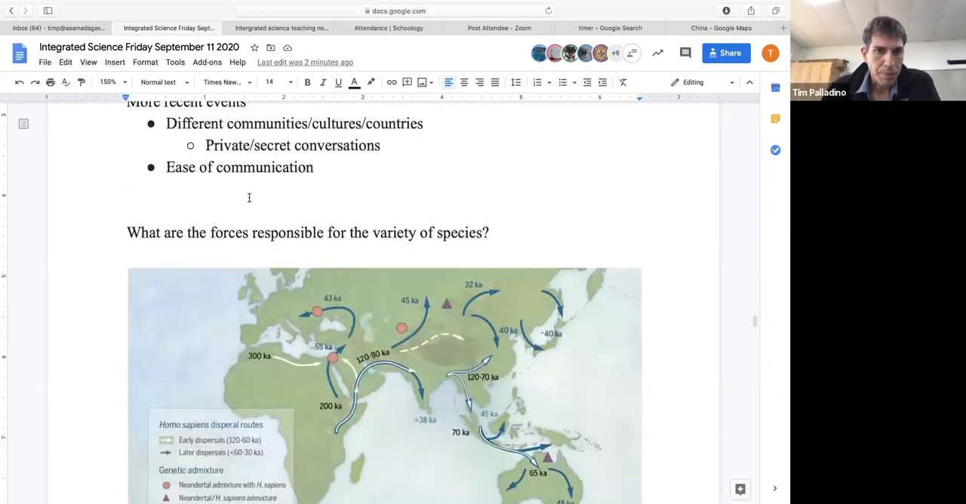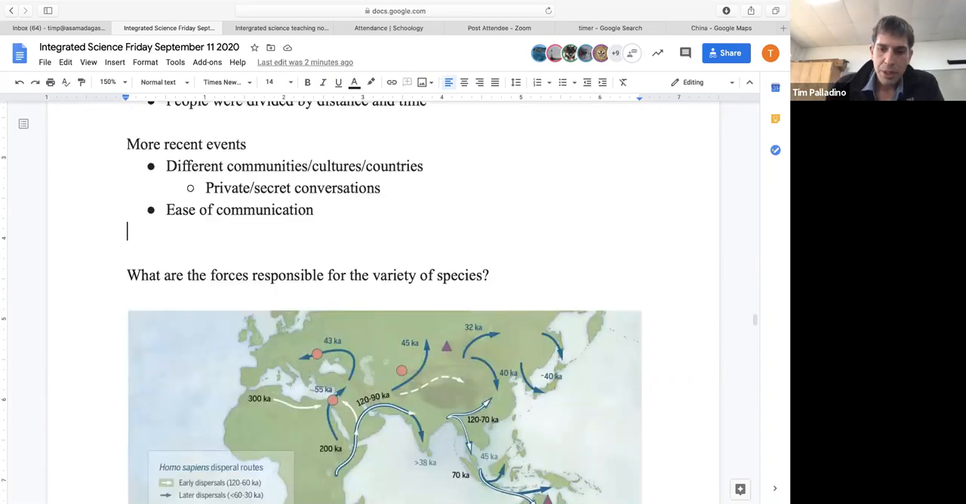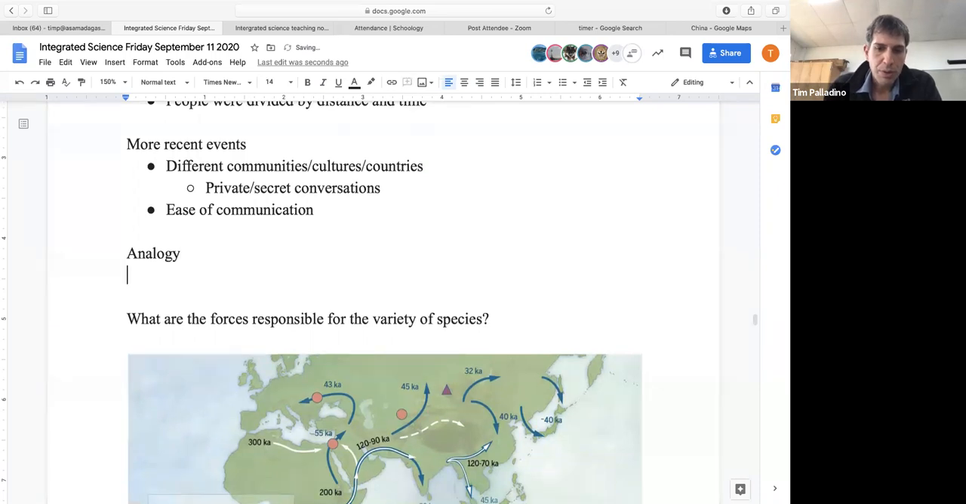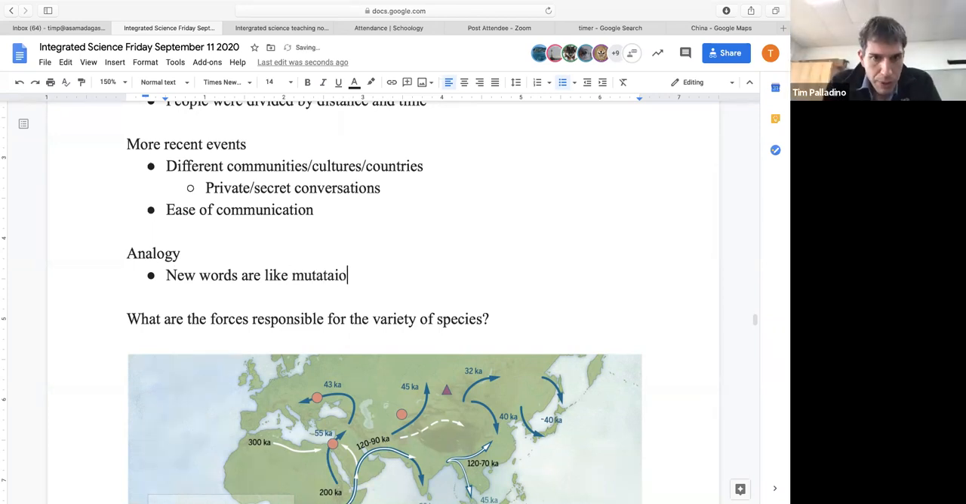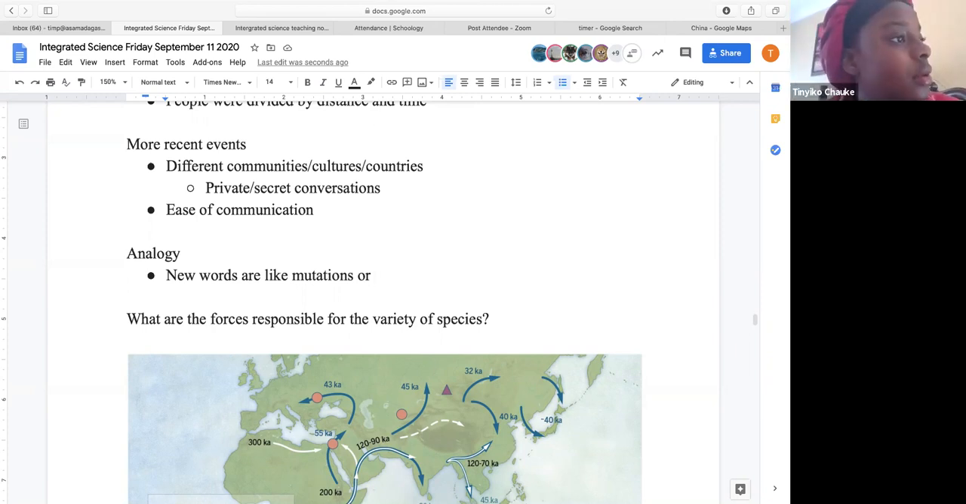So what I'd like to do is, as an analogy, new words are like, can you guys think of, in terms of what we've talked about with regards to genetics, what would new words be like? Let me give you an example. Mutations. They could be mutations. Or can you think of what else they could be? What is the thing on the DNA that is passed on between parent and their offspring?